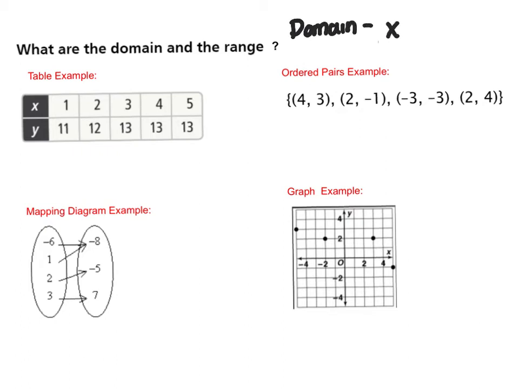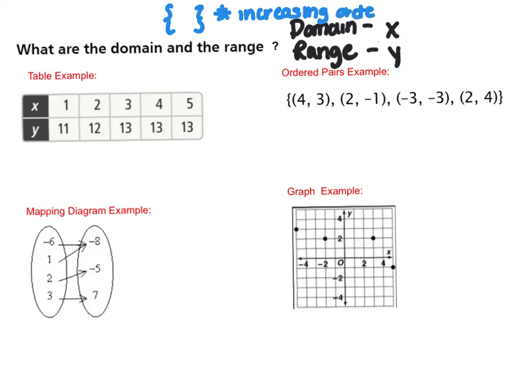is always the x's and the range is the y's. Now when I list these, you are going to use the curly brackets. So we're going to use these curly brackets, and we need to make sure that they're in increasing order. So smallest to biggest. Sometimes they'll already be arranged that way, and other times we're going to have to do that on our own.